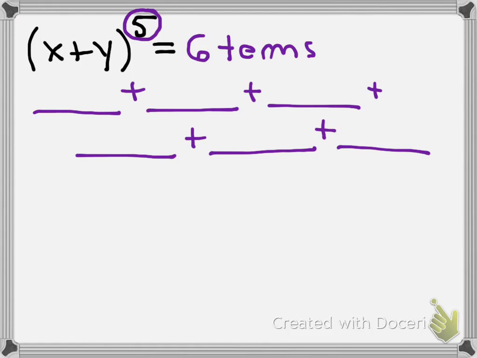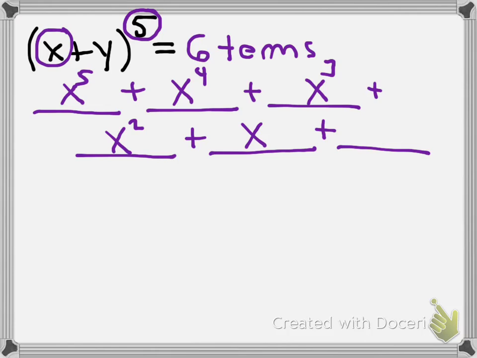We have 6 terms. Next thing is every term will have powers of x, and they will start with the 5th power. So I will have x to the 5th, x to the 4th, x cubed, I apologize for my nasty writing on this iPad, x squared, x to the 1st, and then x to the 0 power.